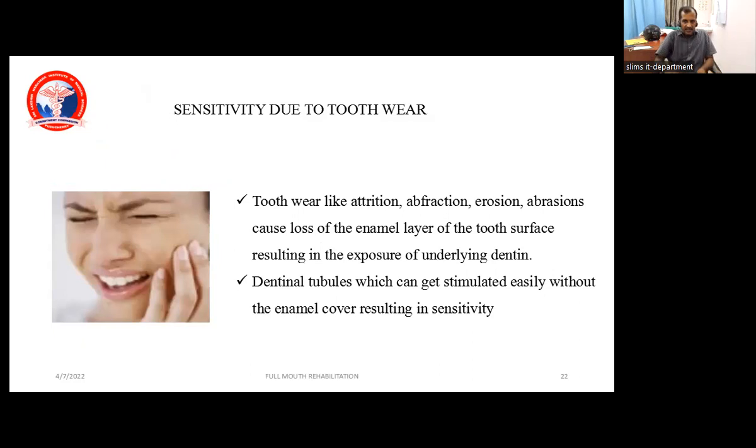And the clinical symptom, that is the severe sensitivity due to tooth wear, is because of the loss of the outermost layer, that is the enamel, exposing the dentin. The dentinal tubules, which have the innervation, the nerve endings, get stimulated very easily. And once the nerve comes in contact with the outer surface or the local factors, that results in severe sensitivity.